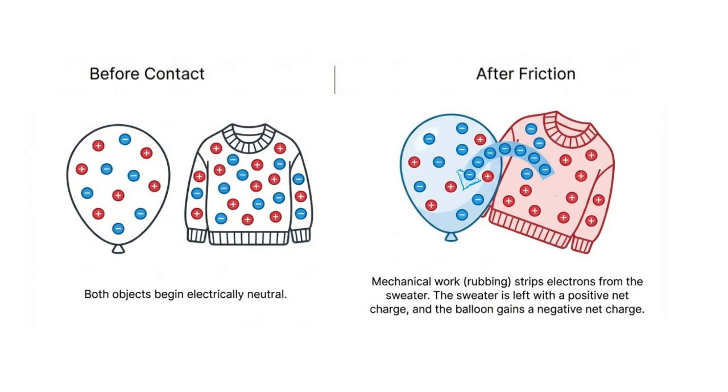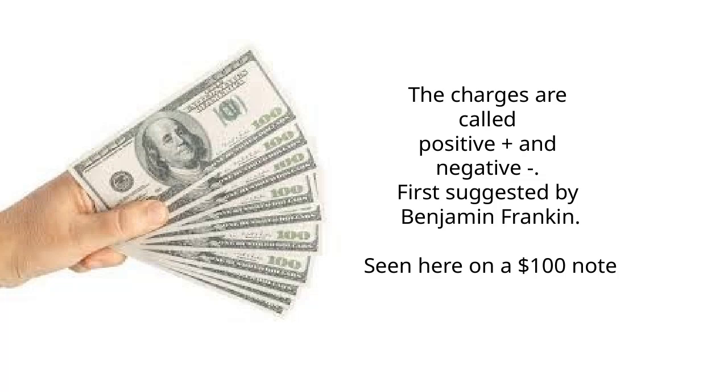This process illustrates how mechanical work, like rubbing, can create static electricity by redistributing charges between objects. The terms positive and negative charges are what we use to describe the two types of electric charge. These concepts were first suggested by Benjamin Franklin, and they help us understand how electricity works. Franklin's image appears on the $100 bill.